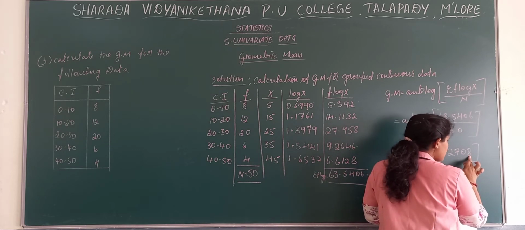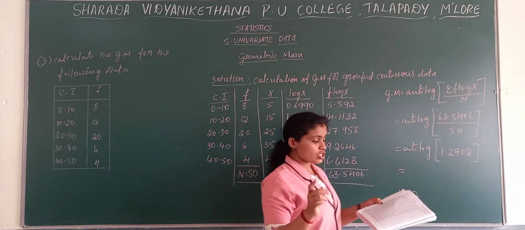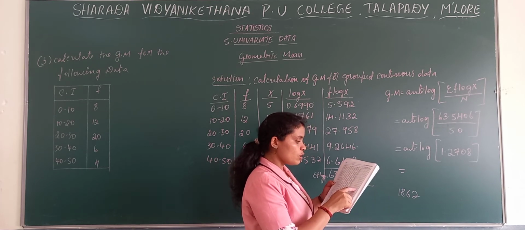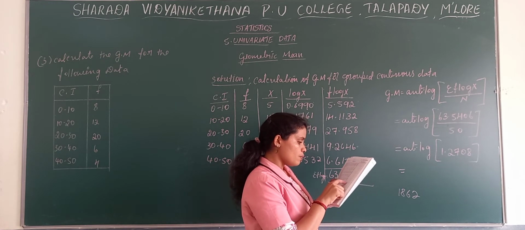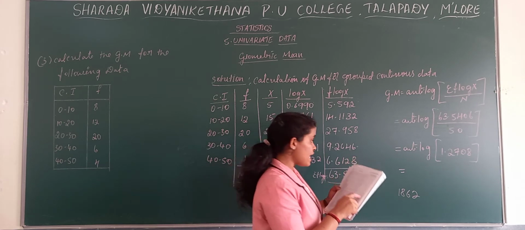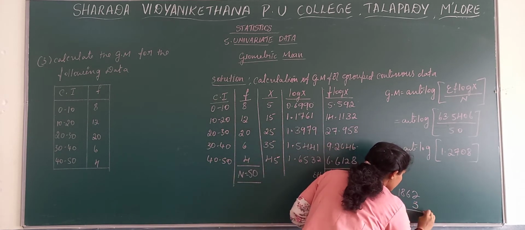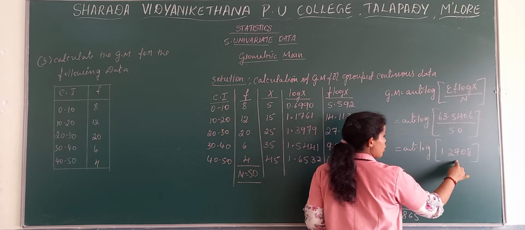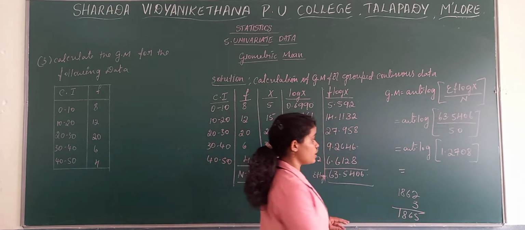So one more digit is there. Look into the mean difference 8th column. 27, mean difference 8th column. We get 3 in the mean difference 8th column. So add now. So 1865. We get 1865 as the anti-log of 1.2708.